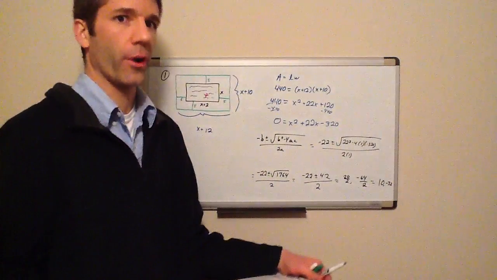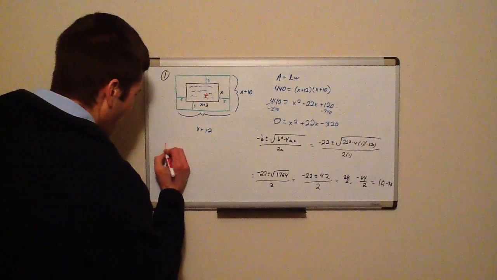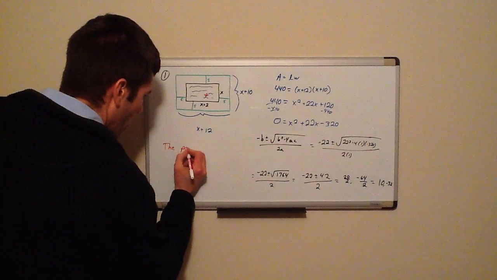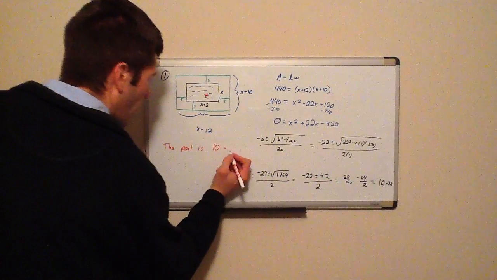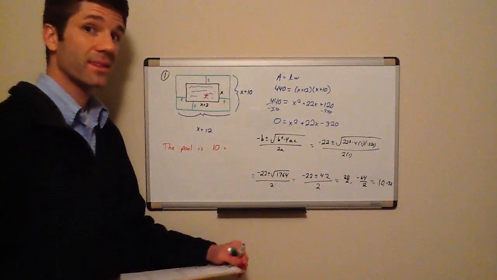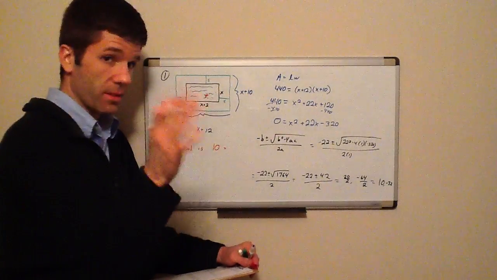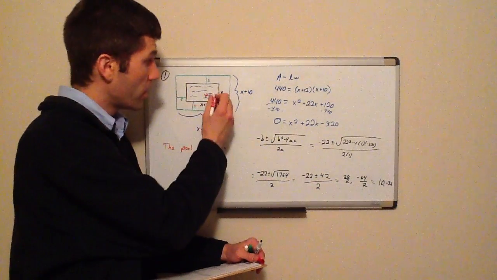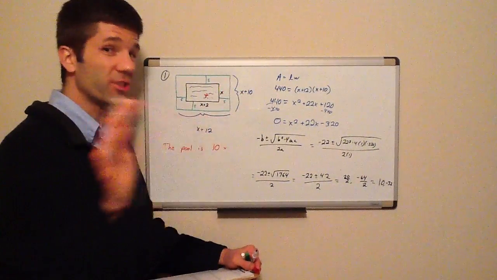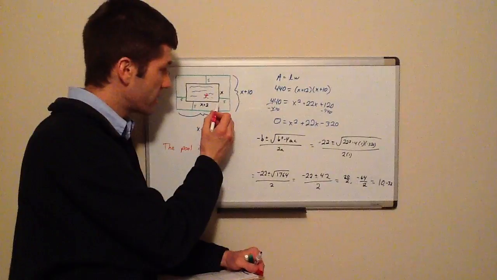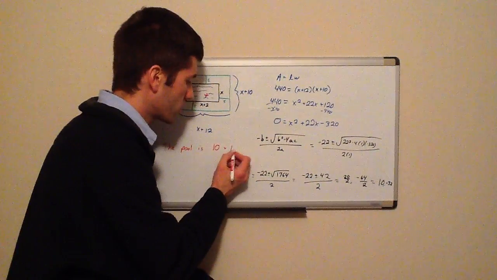X is 10. So, the pool, I'm going to write it out as a sentence because that's what I do. The pool is 10 by, 10 by what? Okay? Now we're dealing with the pool. In my picture, it's the black rectangle. The entire area, sidewalk and all, goes around here, but just the pool is x and x plus 2. Well, if x is 10, then x plus 2 is 12.